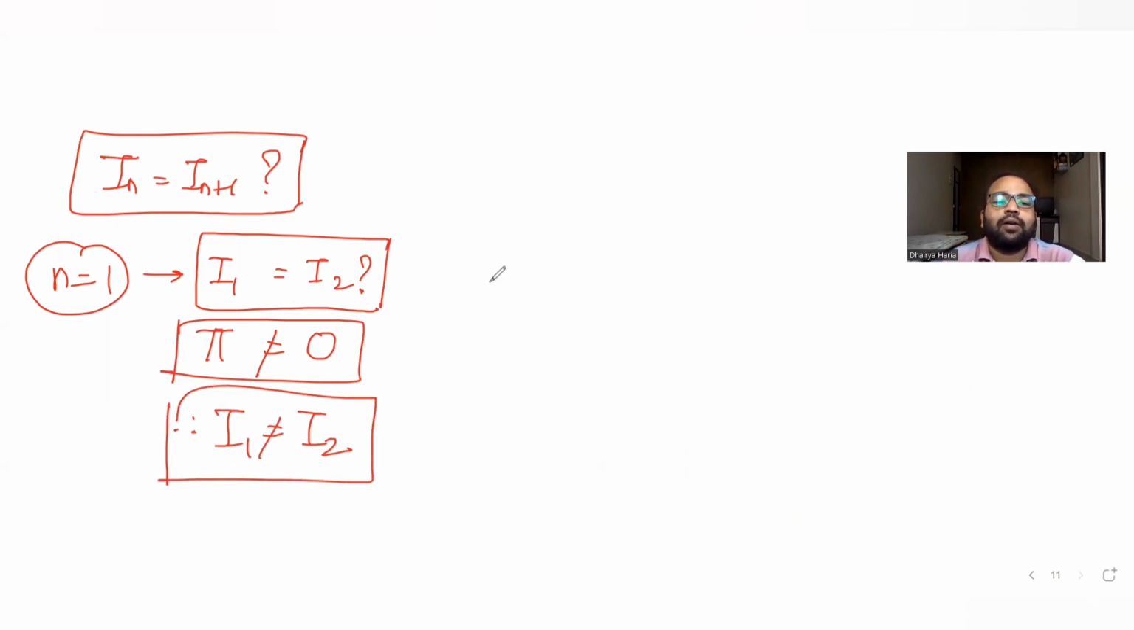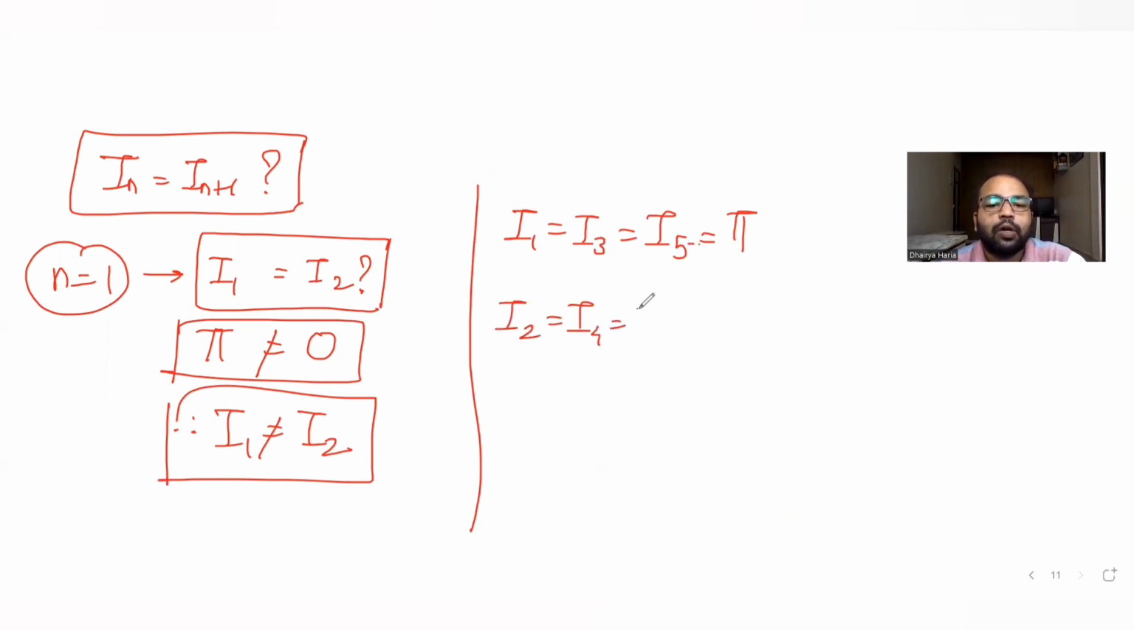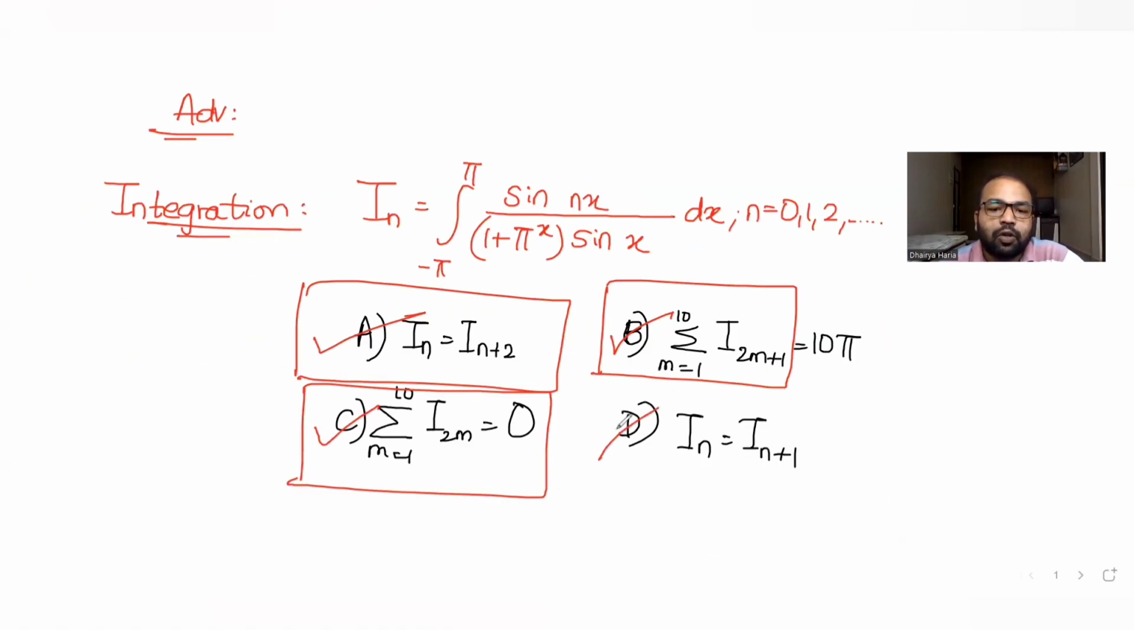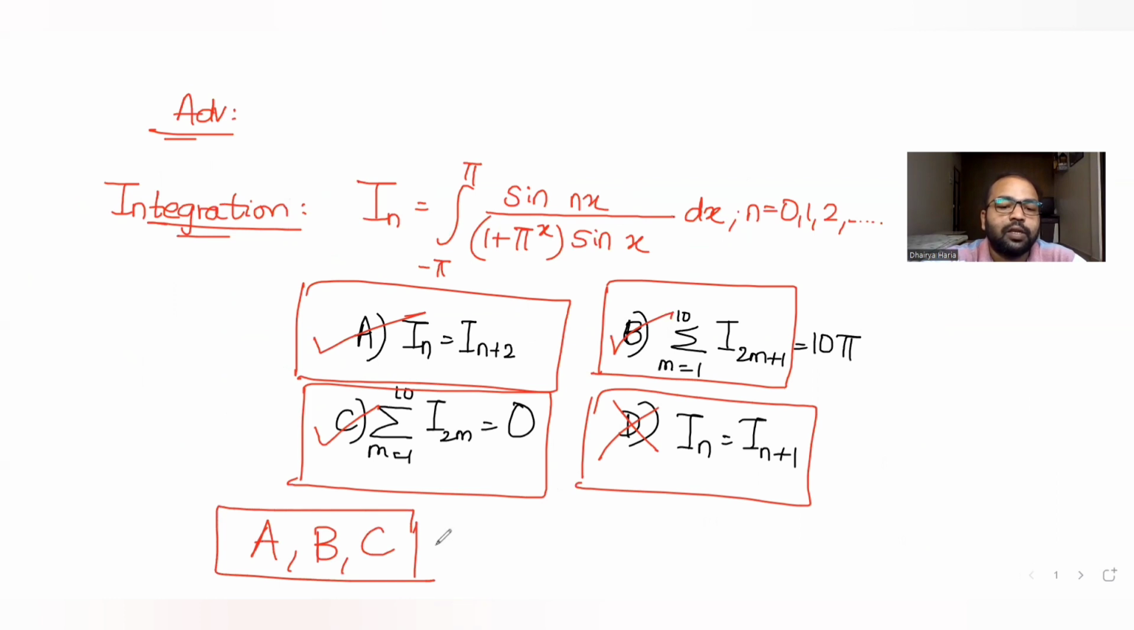And from that, I understand that all the odd multiples were equal to pi, and all the even multiples of I came out equal to 0. So In and In plus 1, which are consecutive values of I, are not equal. So the D option, which says they are equal to each other, is not correct. So I understand from this example that there are three correct answers to this question, that are A, B, and C. So you need to mark all three of them.